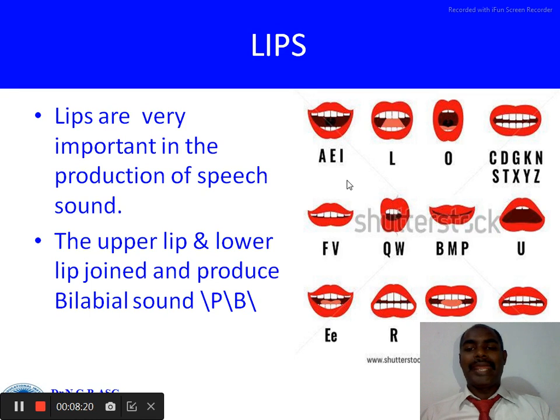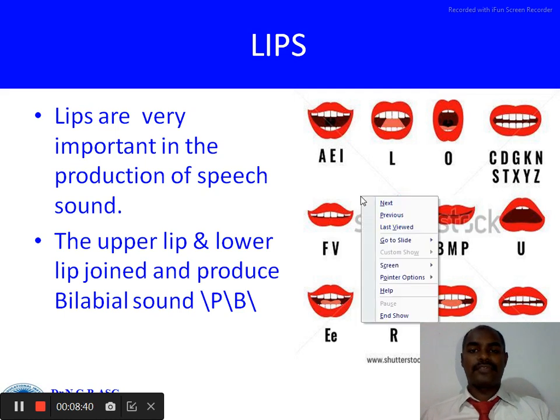For example, a, e, i, o, and ka, ga, na, sa, ta, za, fa, va, pa, ba, and u, e, r, the. So this is the major part, the lips, which helps to produce the different sounds.